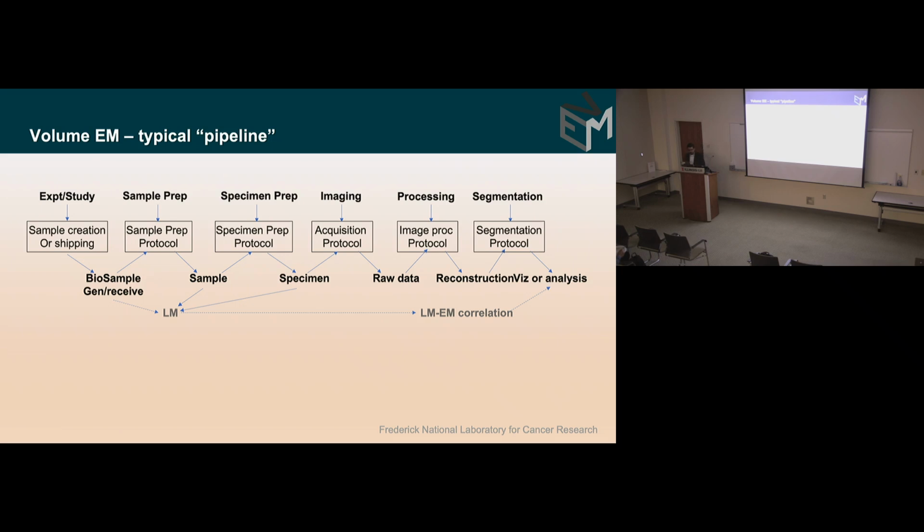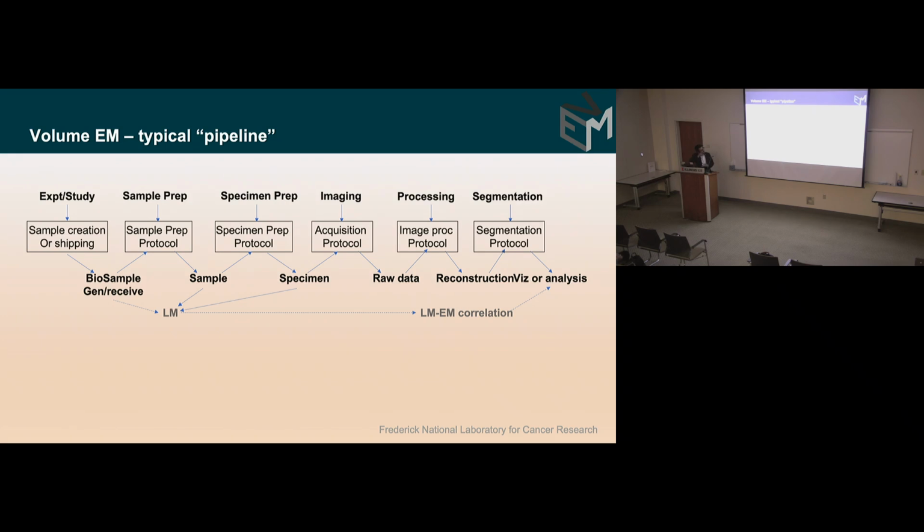A typical pipeline for volume electron microscopy is, say you're a core facility, like what Glenn has. Your collaborator or customer sends you your biosample. You then do your sample preparation protocol to yield your resin-embedded sample that's heavy metal stained. You then do your specimen preparation protocol, and the specimen is what actually goes into the microscope for imaging. Then you get your raw data. You then do processing to get that nice stack or a volume. And of course, here's our big pain, the segmentation protocol for you to do reconstruction and analysis.